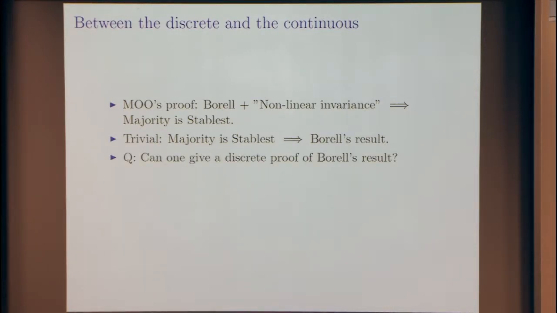And a question which annoyed us since we started thinking about this problem is, can you prove something like that without actually going to Gaussian space? Or in particular, can one give a discrete proof of Borel's result?